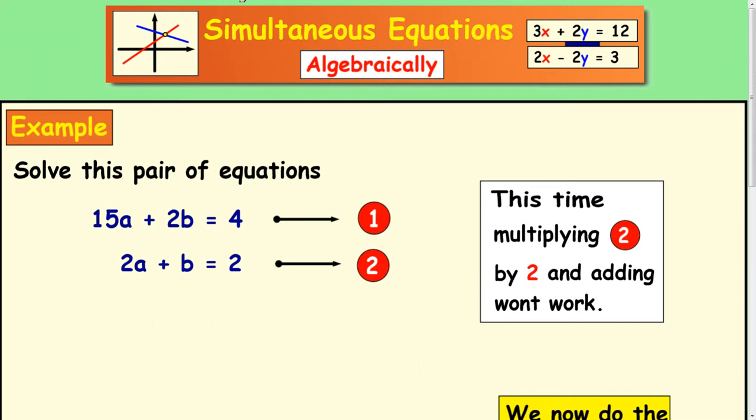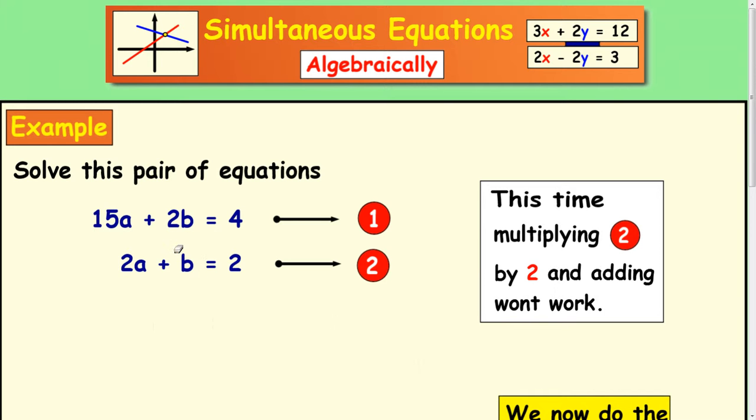In this lesson we're going to solve simultaneous equations, but in the lessons before we've always had a plus and a minus in them. You can see in this pair of simultaneous equations everything is a plus. We've got 15a plus 2b equals 4 and 2a plus b equals 2. So this time, multiplying by 2 and then adding won't work.